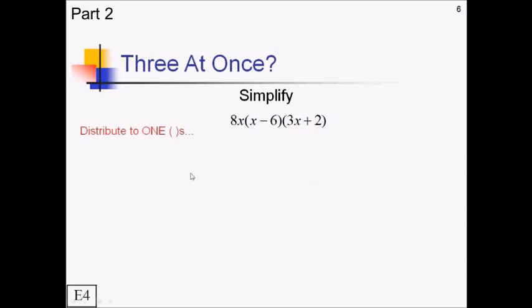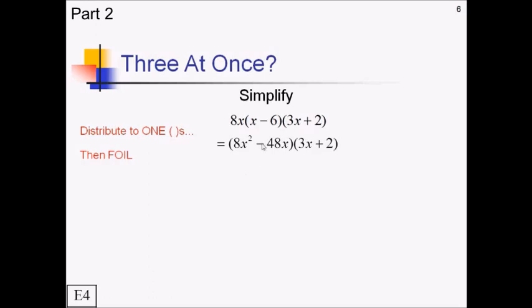We're going to start by distributing to one of the parentheses, usually the first one you see, so it's not awkward. So that would be 8x squared minus 48x. And then now we've got our old situation with two binomials. We'll just go ahead and FOIL that. Pause the video and take a sec to do the rest of that problem.